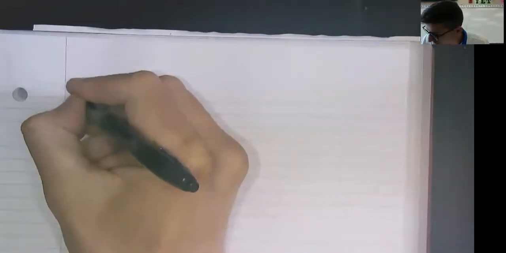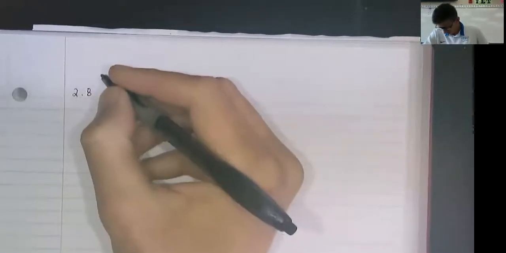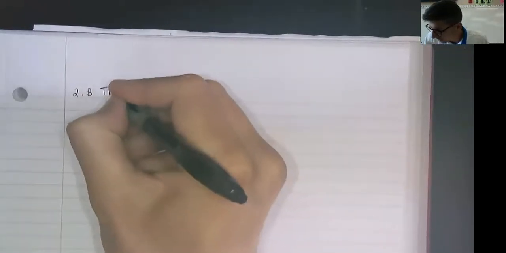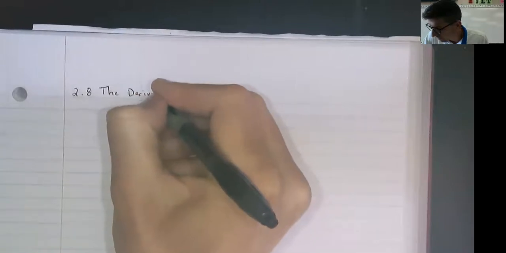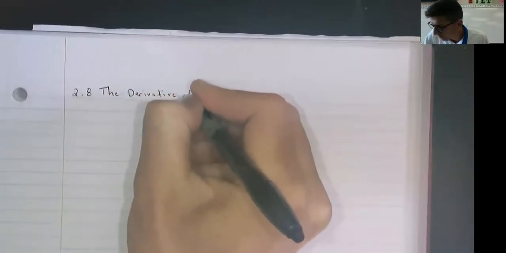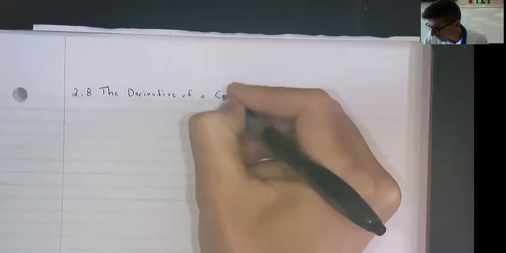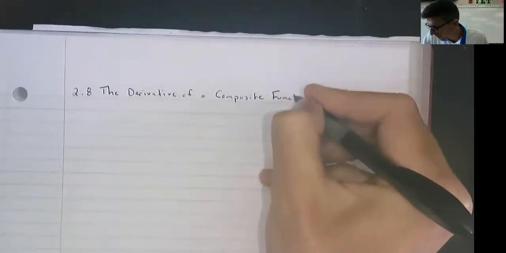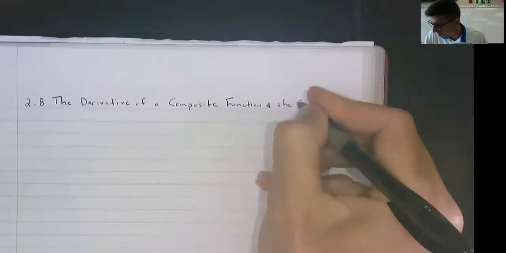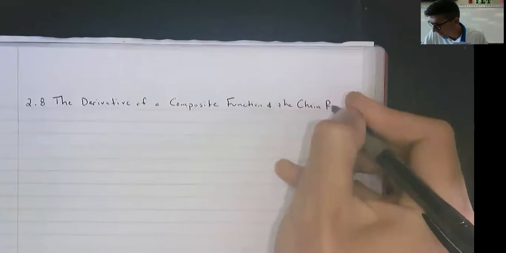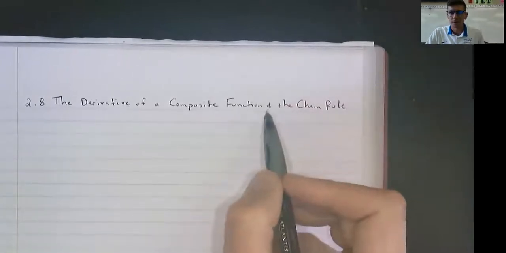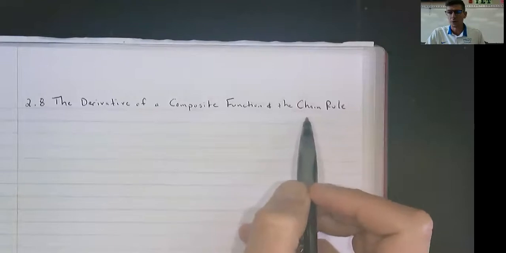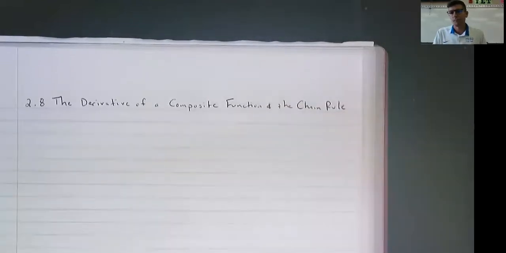So this is, again, 2.8, the derivative of a composite function and the chain rule. And truly, the part after the ampersand, the chain rule, is the star of the show. It's one of the best tools we're going to have in our toolkit.